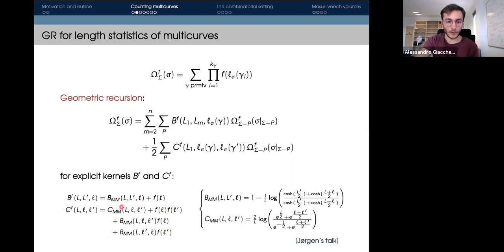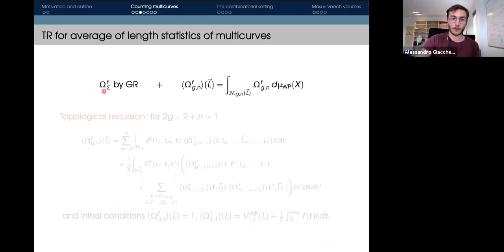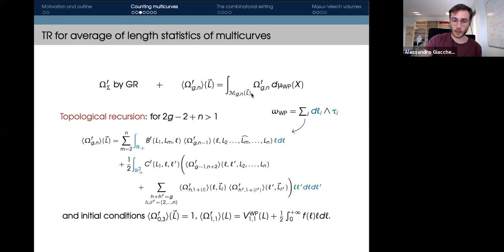And this C Mirzakhani McShane and B Mirzakhani McShane, you saw them in Yön's talk like this, but they were also introduced in Paul's talk in this way. But the point for me is that they are very explicit. As soon as you fix f, you have this B_f and C_f. And so what you can do then is take this recursion and integrate it against the Weil-Petersson volume form. And if you take this relation and you integrate it, you get a topological recursion relation for this average.